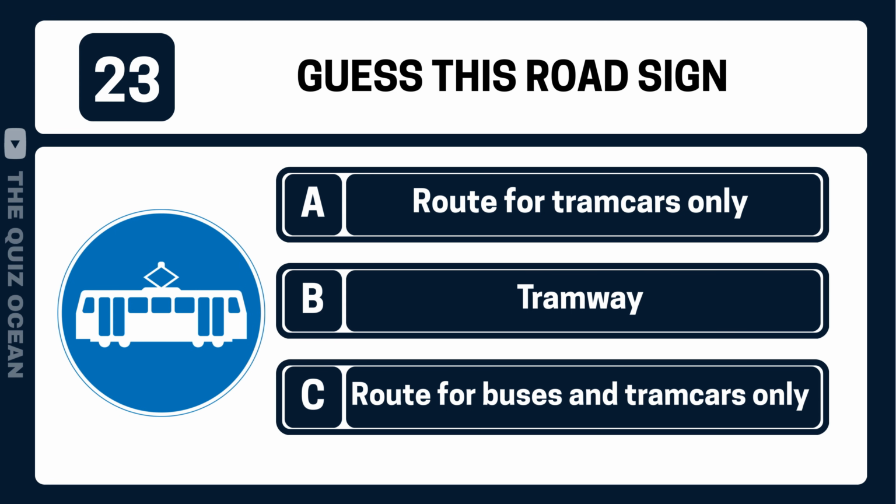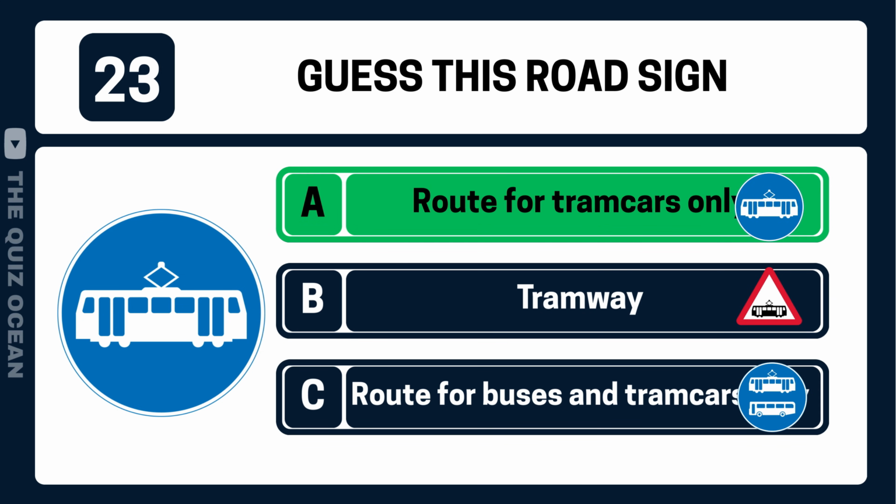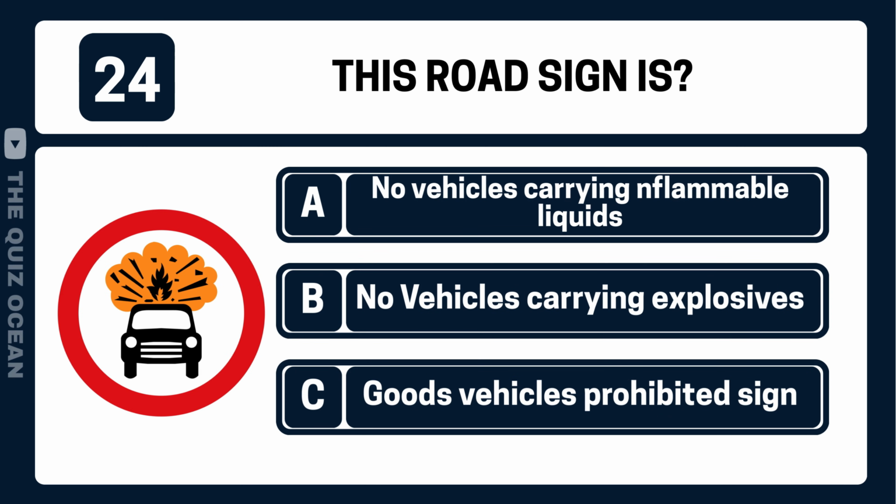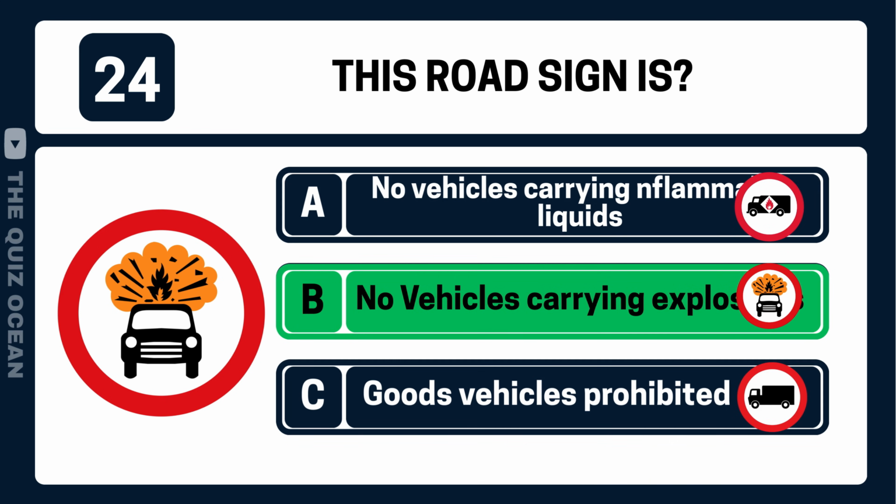Guess this road sign. Well spotted. This sign designates a route reserved for tram cars only. This road sign is... Good catch. This sign prohibits vehicles carrying explosives.